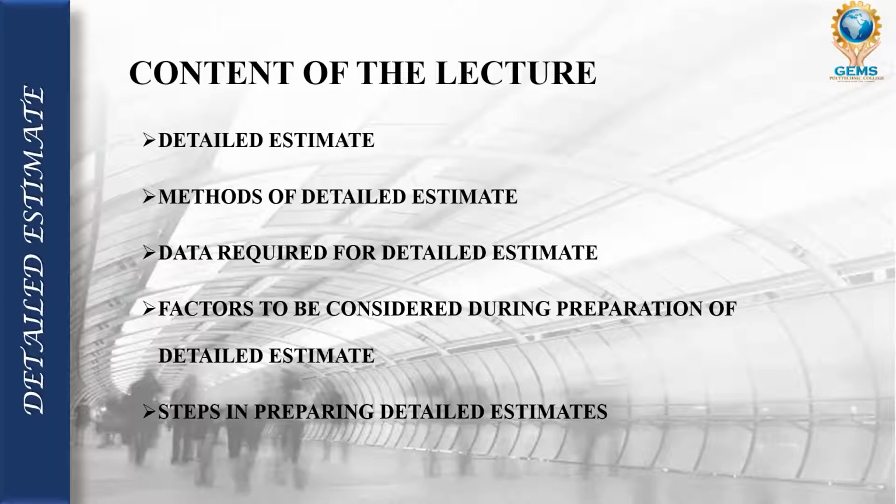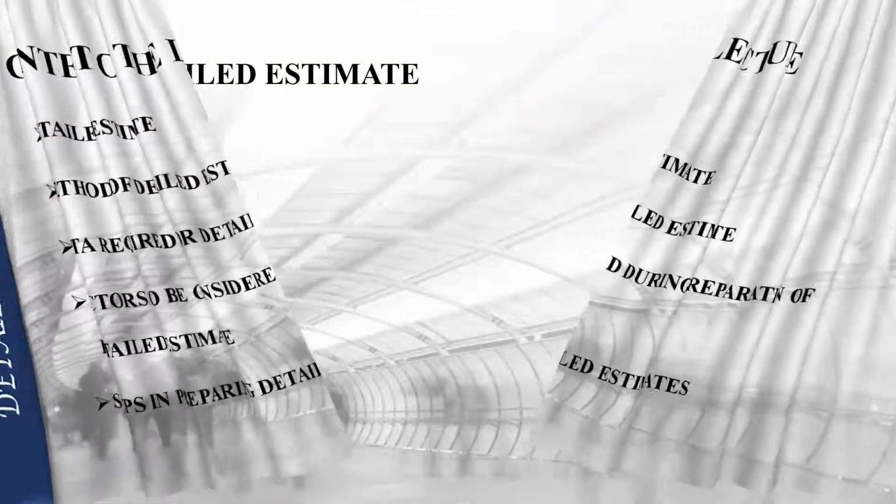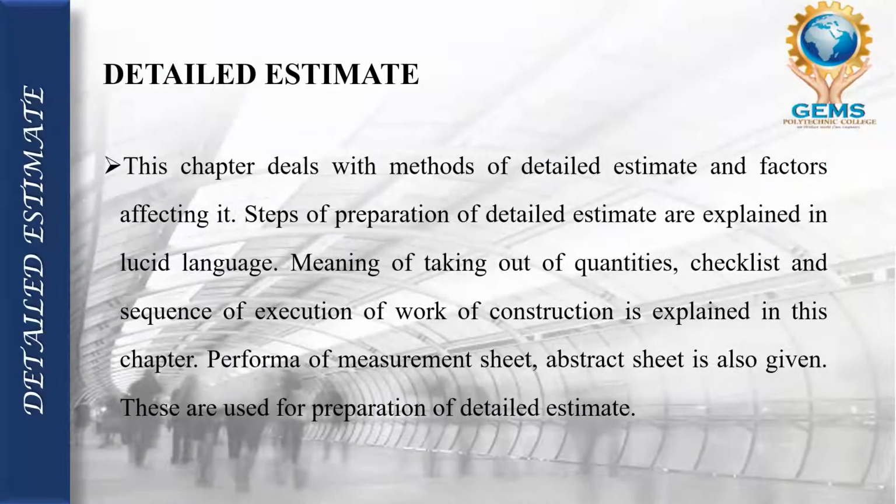The next one is detailed. We have seen in the last two lines the proforma of the measurement sheet and abstract sheet. For understanding this lecture 7, you need to have knowledge about the measurement sheet and abstract sheet. A measurement sheet is used for calculating the quantity of various items of the structure.